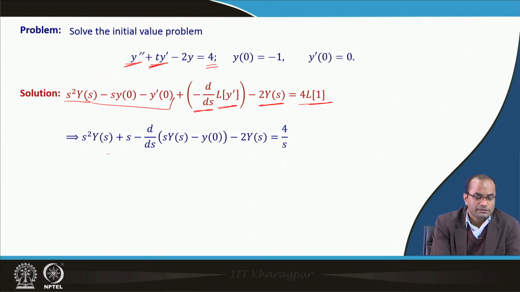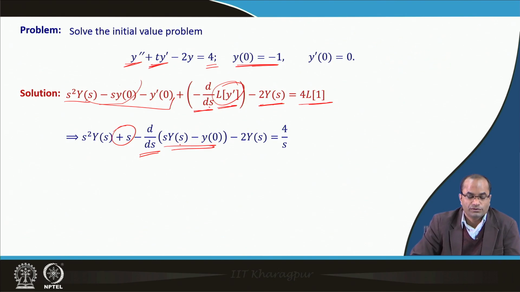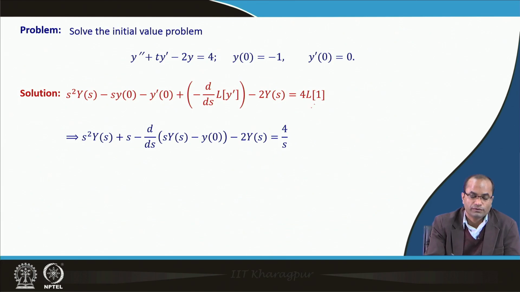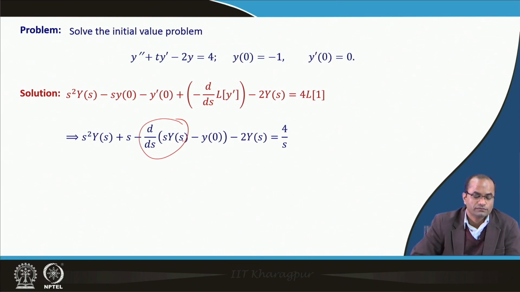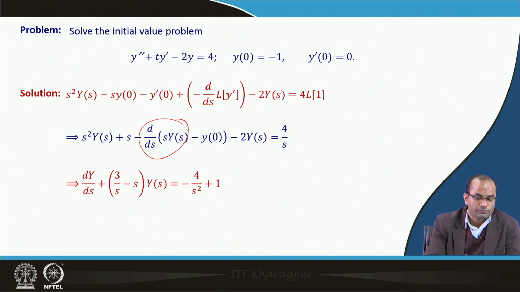So, here we have s squared Y(s), and we have used the condition y(0) as 1. So, there will be a term s here, and then minus d over ds of the Laplace of y prime. Again we have to use the derivative theorem, minus 2Y(s). On the right hand side we have 4 over s, since the Laplace of 1 is 1 over s. Here we can now use these initial conditions. Indeed y prime(0) does not matter here because d over ds of it will make this 0. So, we have d over ds of s Y, and we can use the product rule.